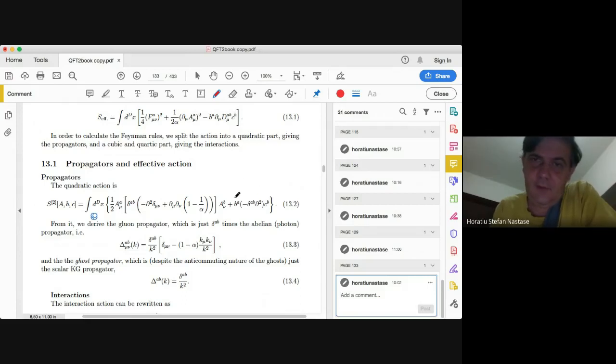The same thing for the ghost action. The quadratic part, as you see here, is one derivative and then the other is covariant, but of course the part without fields is again the normal derivative. So I have B^A C^B with delta AB, since again we want to connect arbitrary index fields with arbitrary index, but then I have just this simple minus del squared, like for a scalar field.